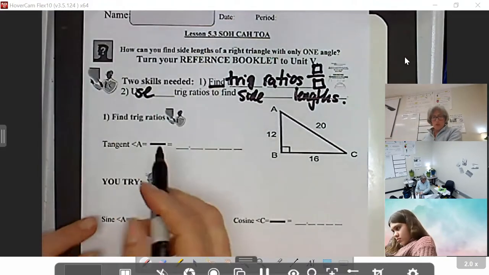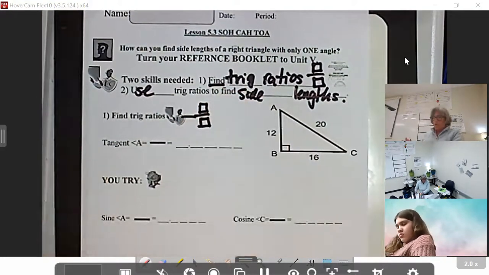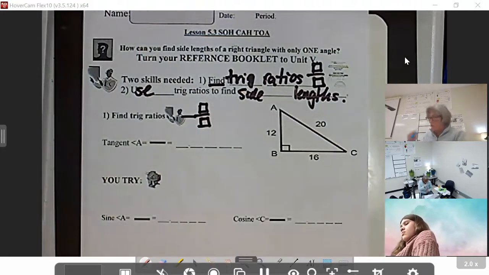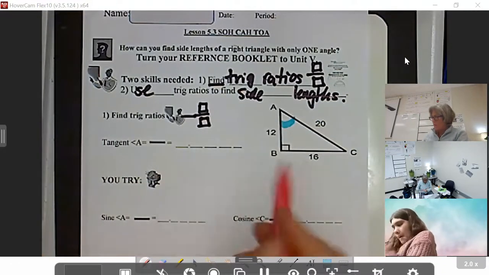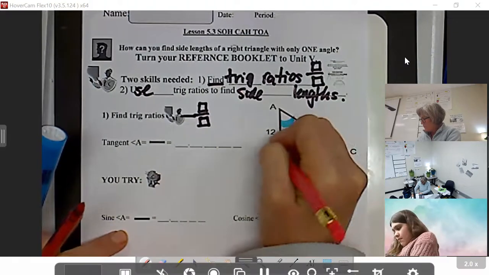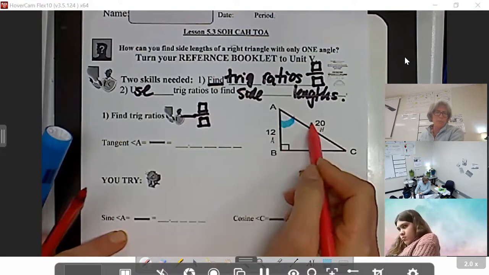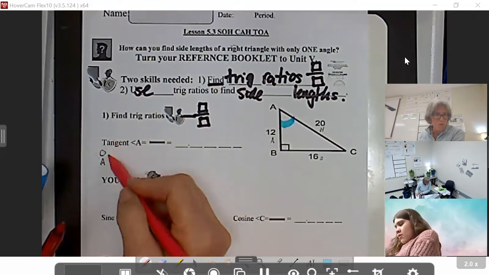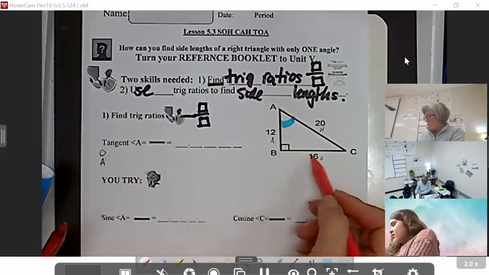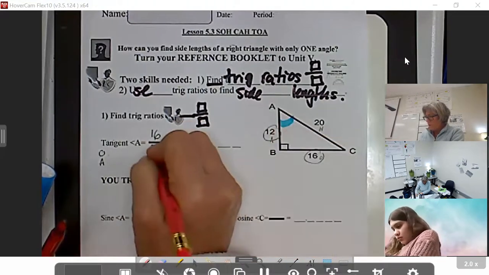All right, finding trig ratios. Remember, the word ratio simply means fraction. We're going to find the tangent of angle A, tangent ratio of angle A. So we swipe A, and from A you label your opposite, your adjacent, your hypotenuse. Tangent is TOA in that order. So your opposite is 16. Your adjacent is 12.